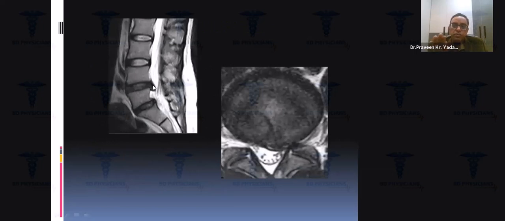So what should be the weakness if there is an L4, L5 or L5 root compression? The weakness should be predominantly distal. It should be involving the dorsiflexion and the inversion movements or the extensor hallucis longus. It should not be proximal. And if proximal is involved, it should be in the hip extension and the abduction movement rather than the adduction and the knee extension movement.